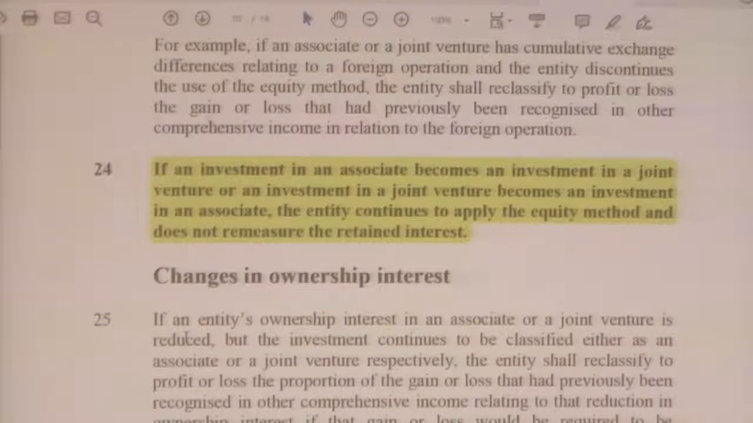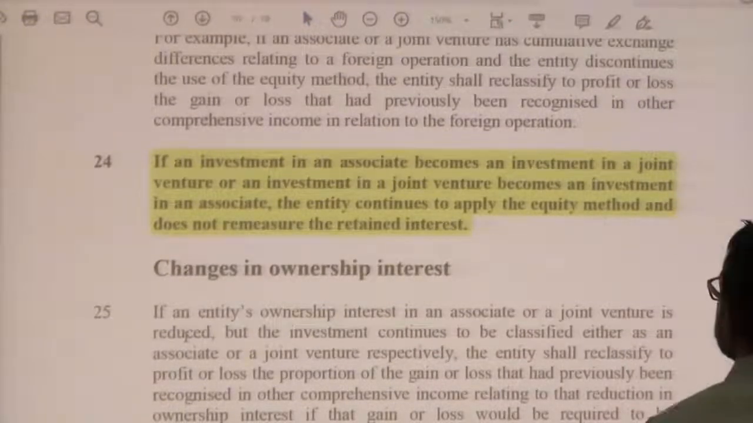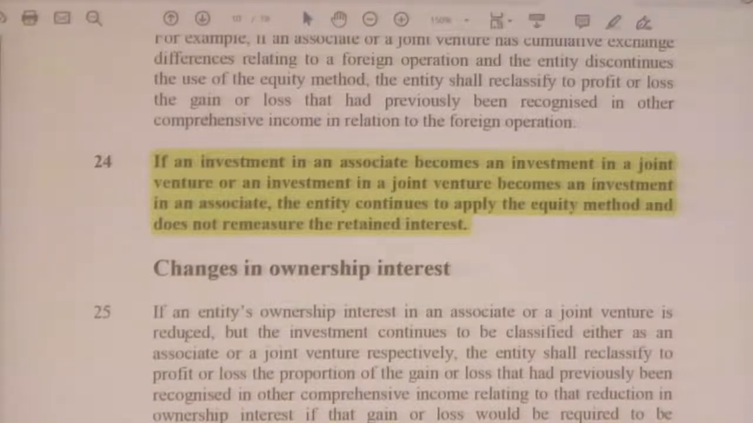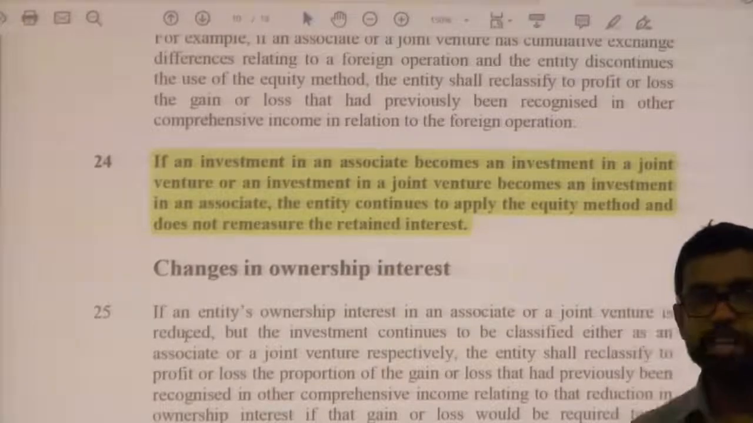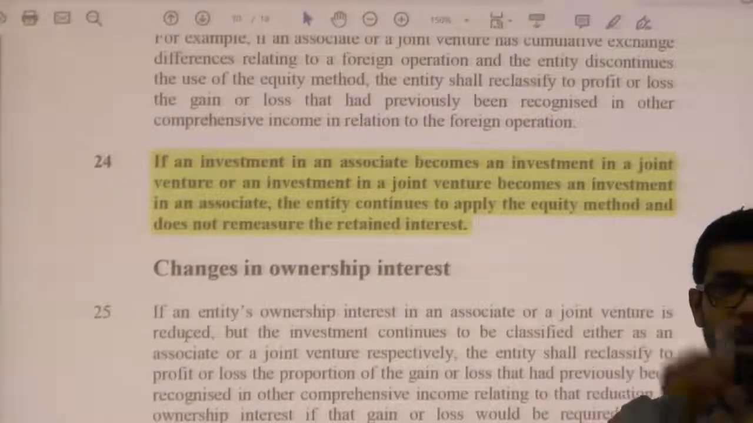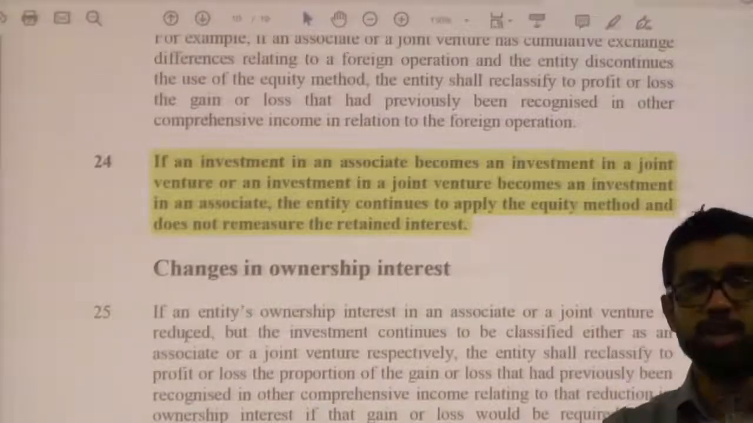Then paragraph 24. If an investment in an associate becomes an investment in a joint venture, or an investment in a joint venture becomes an investment in an associate, the entity continues to apply the equity method and does not remeasure the retained interest. Very simple. Let's say an associate becomes a joint venture or a joint venture becomes an associate.